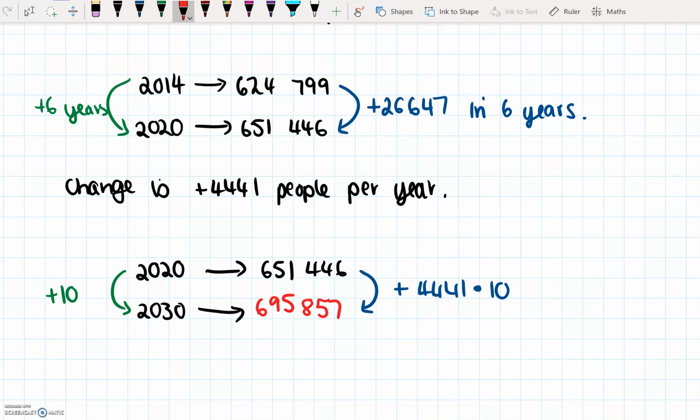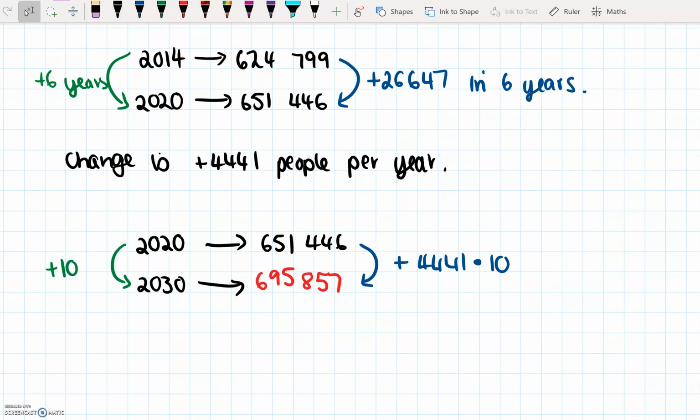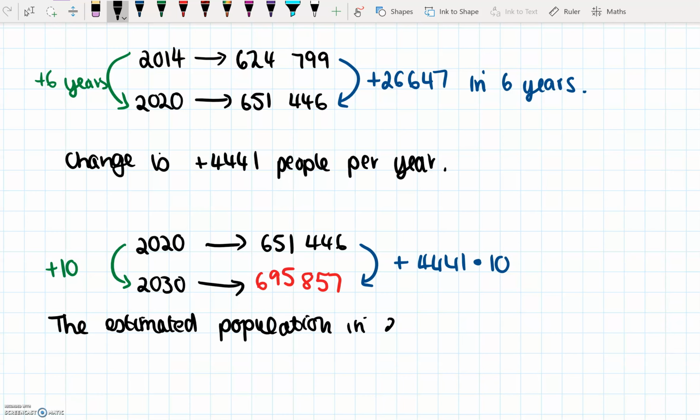This gives us a value of 695,857 people. And you may have had 856 because I also included the rounding from the previous answer. I didn't round before I did this. So this would give us an estimated population. The estimated population in 2030 is 695,857.